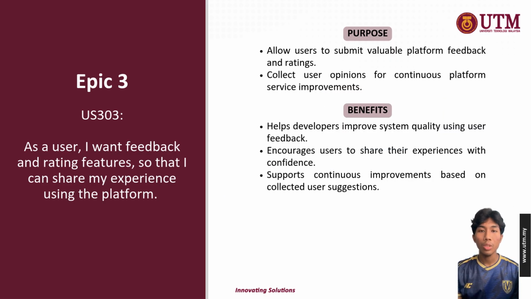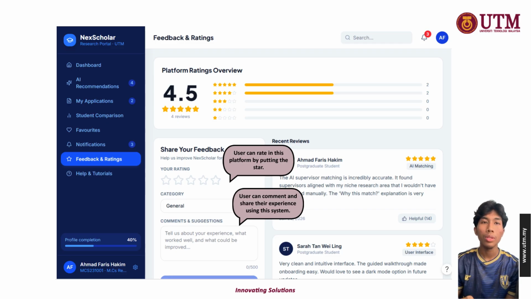So next we move into user story 303 for feedback and ratings. The purpose is to collect the user opinion so we can continuously improve. This benefits the developers by helping them improve the system quality based on real user suggestions. Now here we can see that users can rate the system by using stars. They can also choose a category and type comments to share their experience. They can also see the recent reviews on the right.